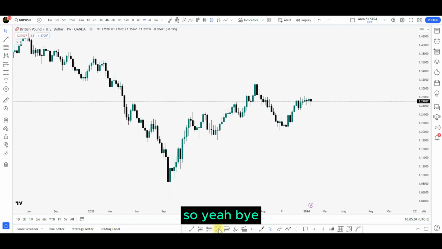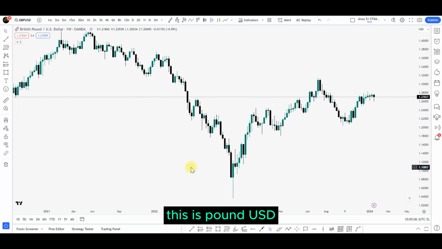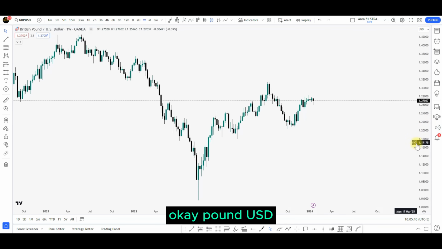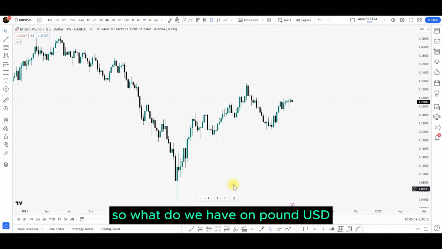Let's get into it. So first and foremost, this is Pound USD. Okay. Pound USD. So what do we have on Pound USD?